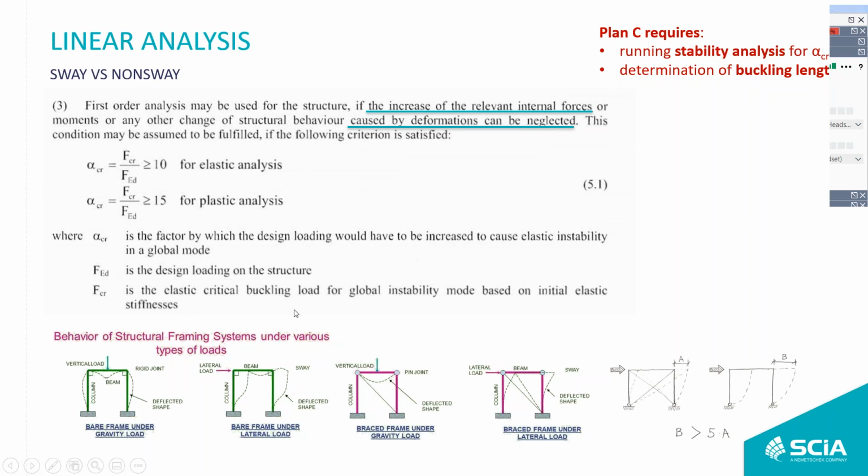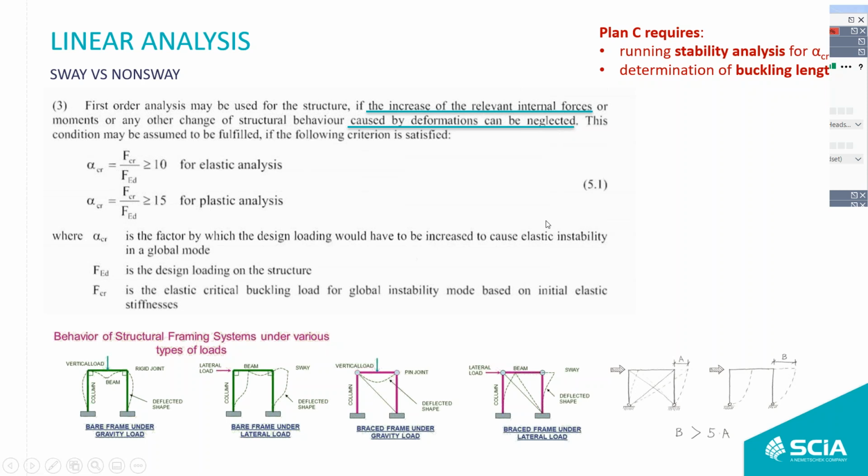So if we read this carefully, we will see that alpha critical is in fact the buckling factor or the critical load factor that we obtain from stability analysis. Here you see if we multiply the design load, so the ULS load on the structure, with this factor, we will obtain the critical buckling load for global instability based on initial stiffness.